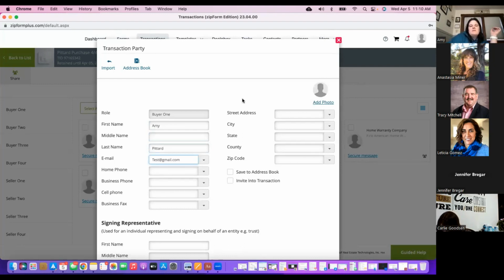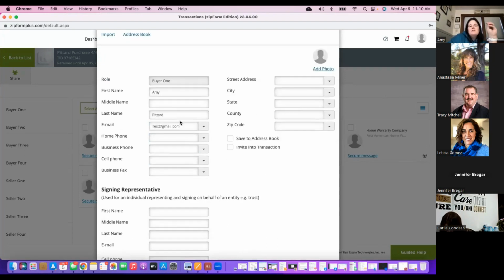test@gmail.com because I don't want to get in trouble with YouTube. So there we go. So your plugin, I just use their first name, last name, their legal name. This is how they're going to appear on the purchase. So we want their legal name and then their email. I'm not worried about all the other stuff.